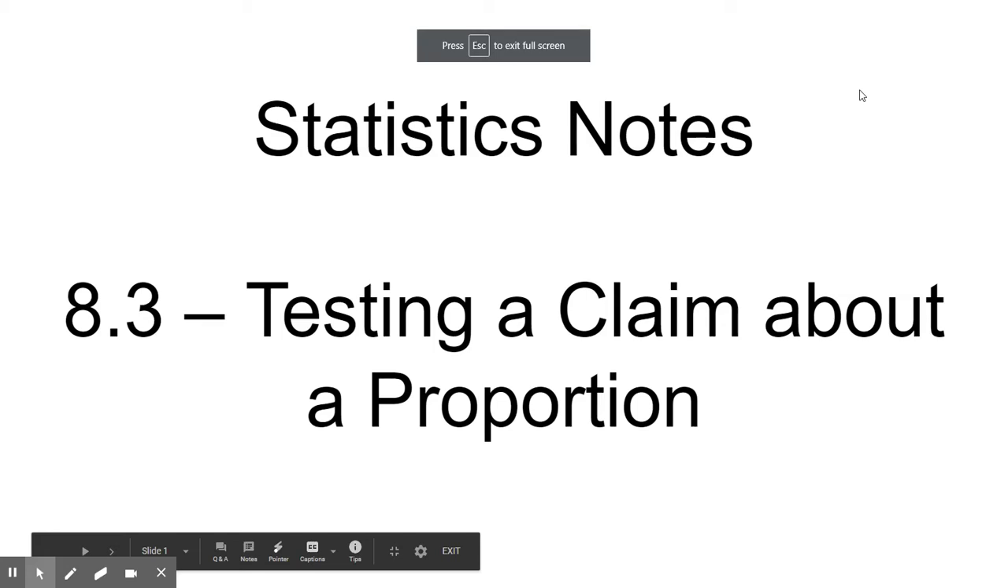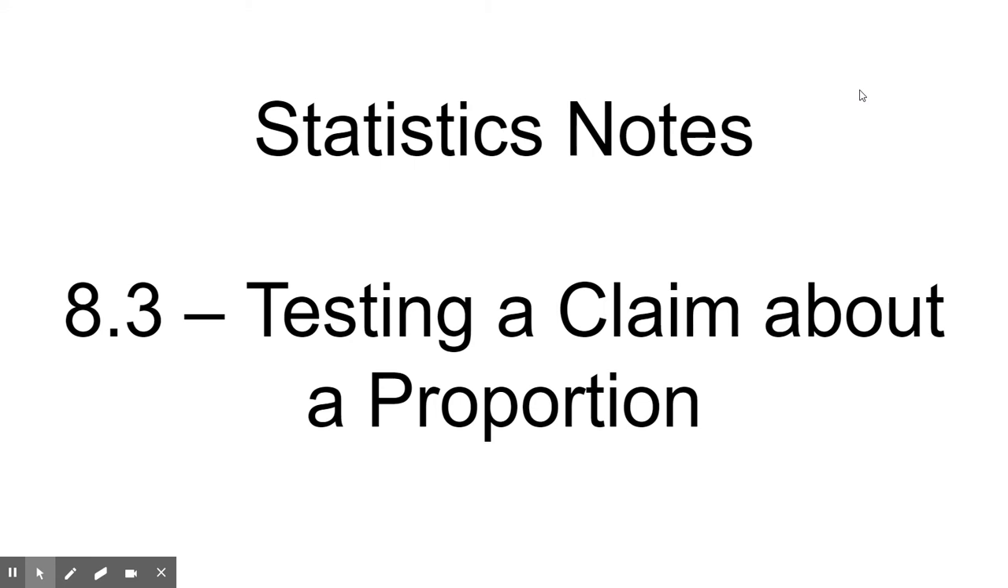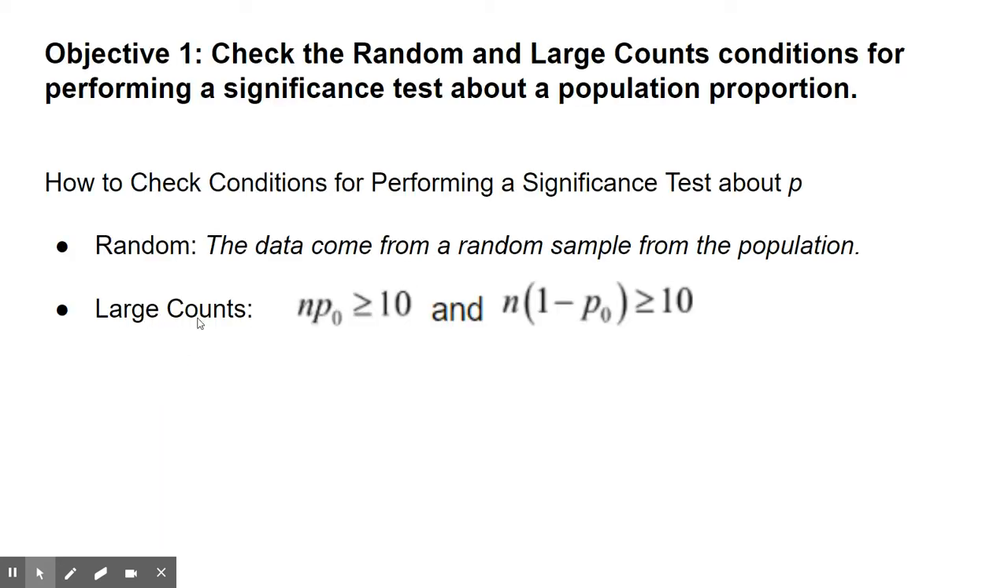All right, stats. So finally, time to do some significance test work. This is the warm up for the true significance test section on proportions, but we're going to test the claim about a proportion. All right, so let's take a look at the first objective. Oh, it's the conditions checking, which we've done for the last two chapters.